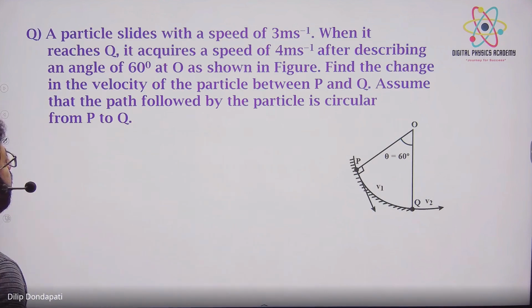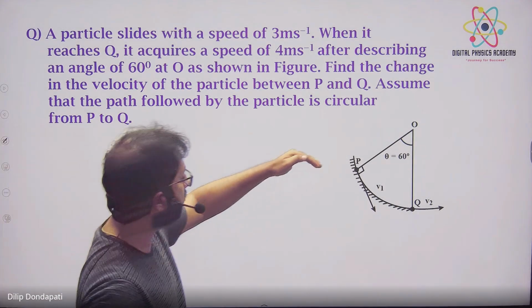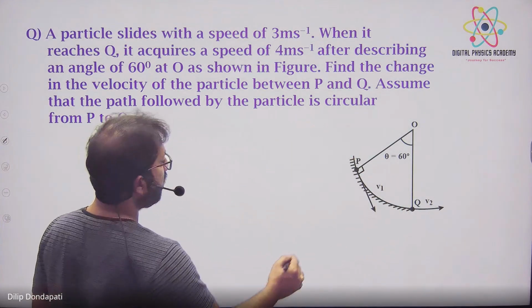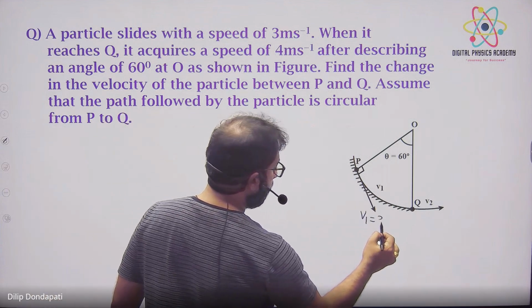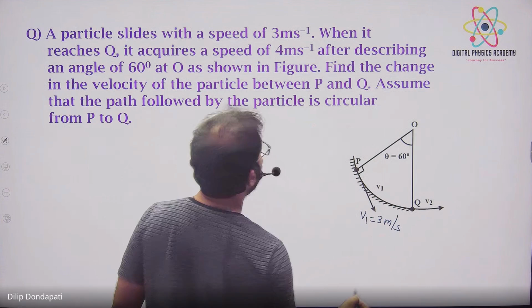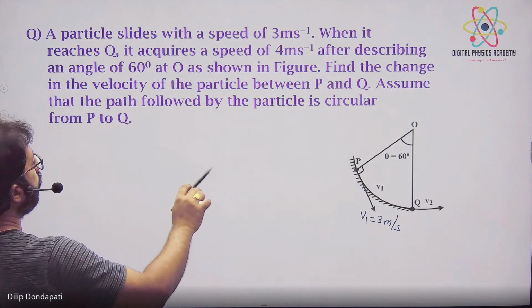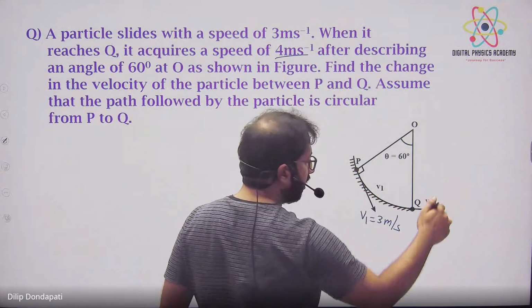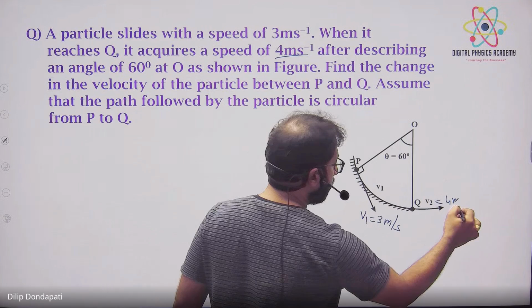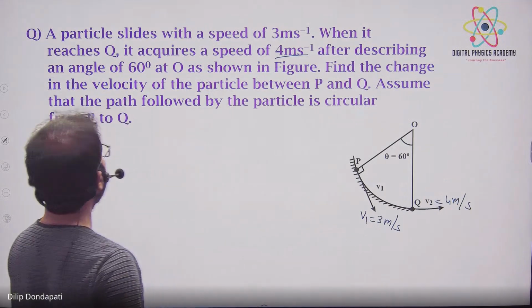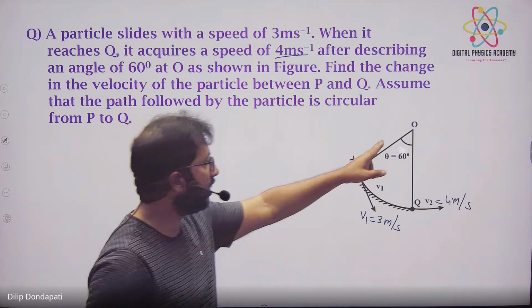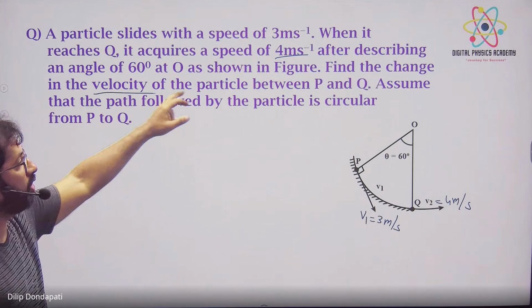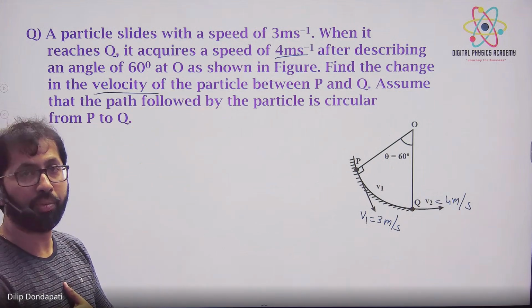देखो, a particle slides with a speed 3 meters per second. Initially एक स्लाइडर है. Particle is sliding, कितना speed है? Initial v1 is how much? 3 meters per second. Okay. When it reaches Q, it acquires a speed of 4 meters per second. वहां जाके बाहर निकलने समय v2 is how much? 4 meters per second is given. After describing an angle 60 degrees, ये 60 degrees described हुआ, इधर से इधर. Thus we find the change in velocity of the particle between P and Q.